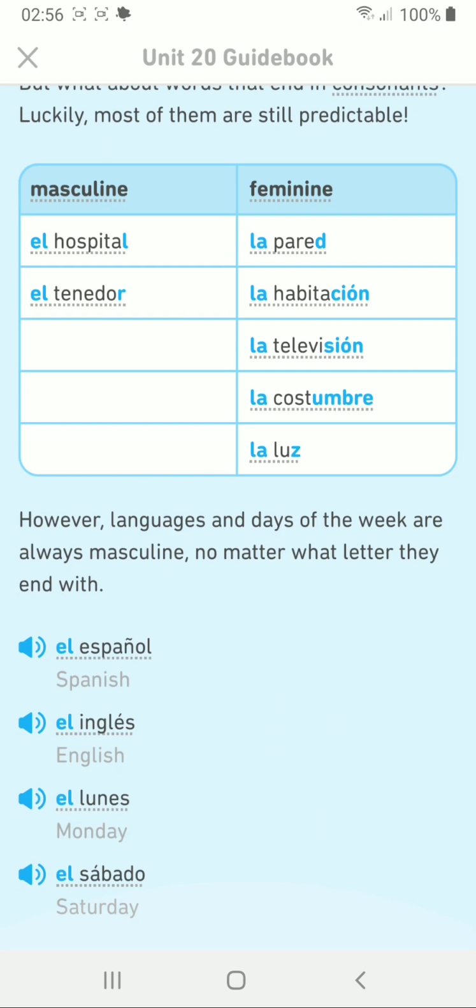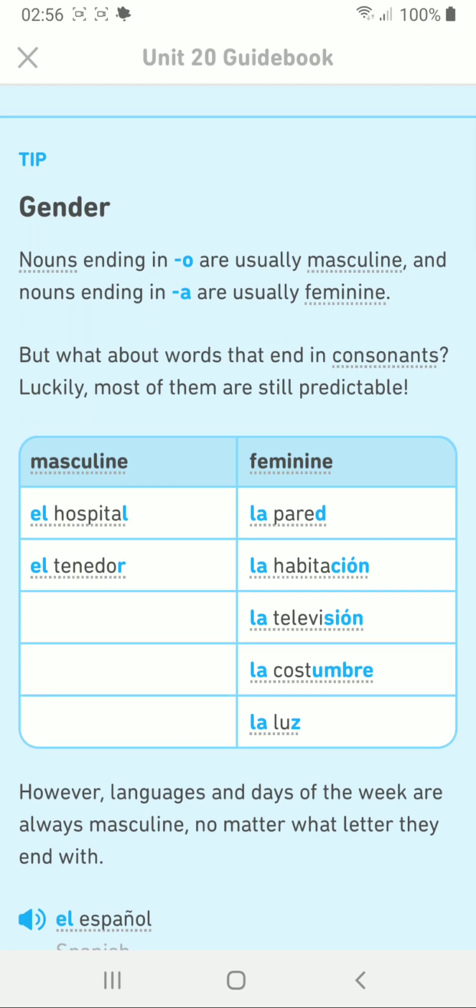So something we will see rapidly. Nouns ending in O are usually masculine, and nouns ending in A are usually feminine. But what about words that end in consonants? Luckily, most of them are still predictable. So, el hospital, el tenedor. Tenedor is, I think, a fork, yeah? Hospital and fork here.